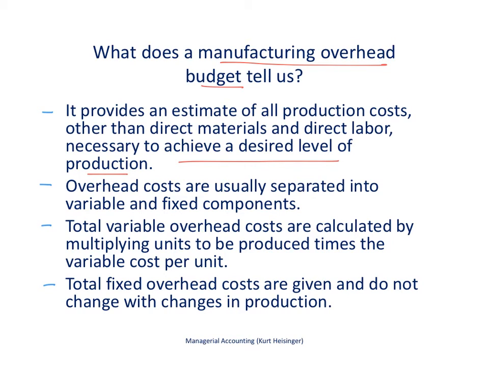We usually will separate our overhead costs into variable and fixed components, so we're going to see that on the schedule on the next slide. The total variable overhead costs are calculated by multiplying the units to be produced times the variable cost per unit, and the total fixed costs are simply going to be given because the totals don't change based on production. So let's take a look at what that schedule looks like.